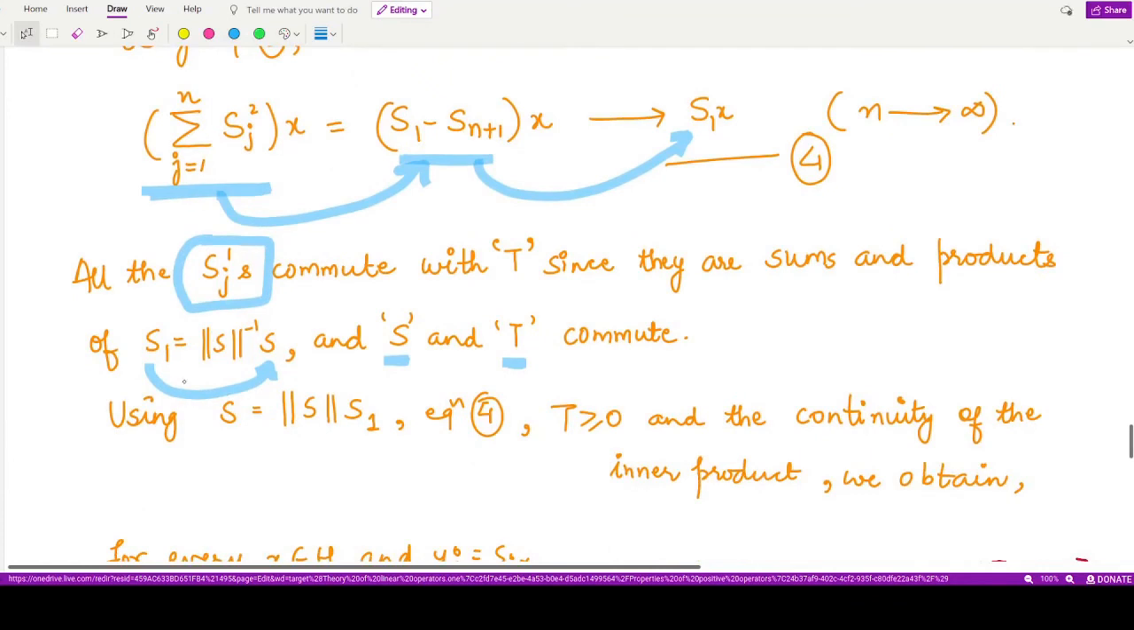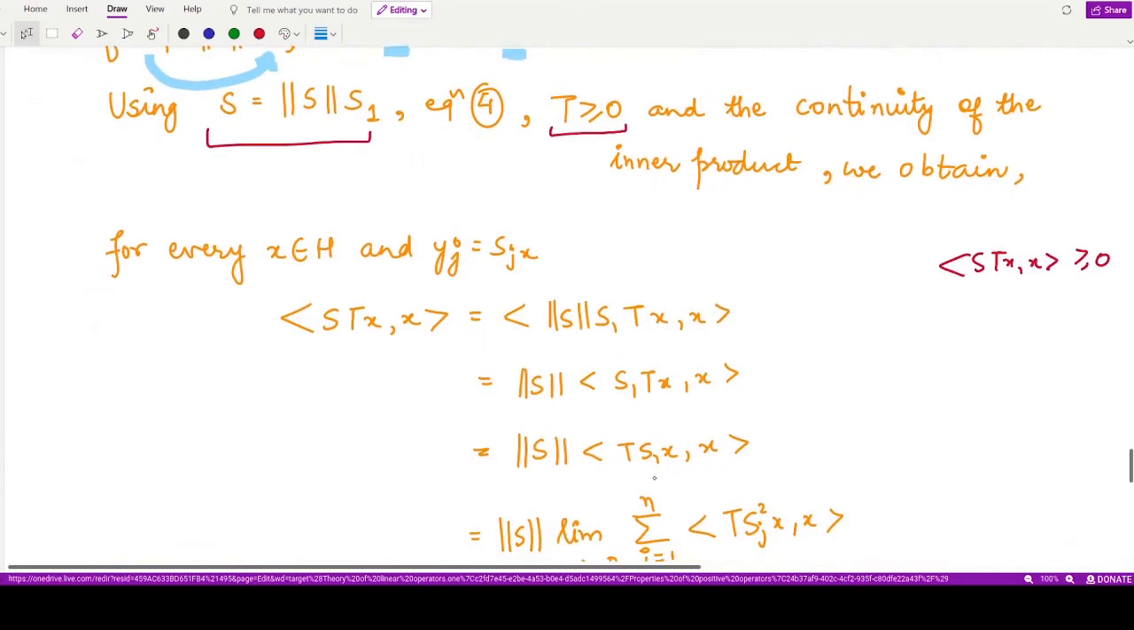And moreover, because we have defined S1 in the manner that it is S divided by its norm, from here we may write what S is. S is the norm of S multiplied with the S1 operator. So using this result here, equation 4, and using that T is a positive operator, and moreover using the continuity of the inner product, let's see what we have here.